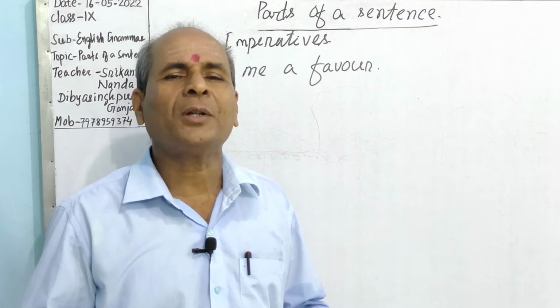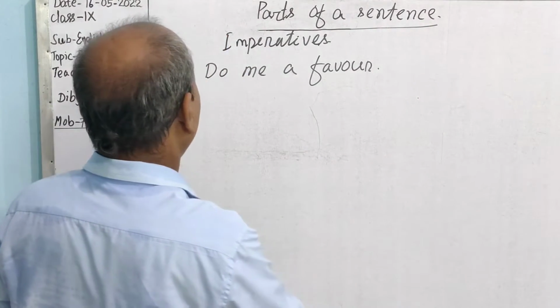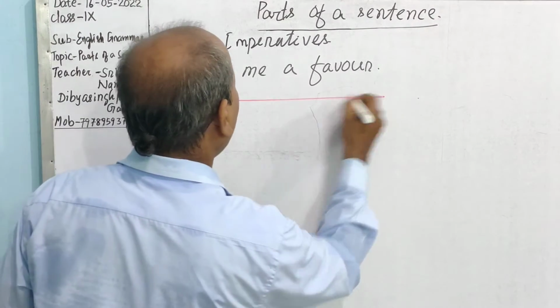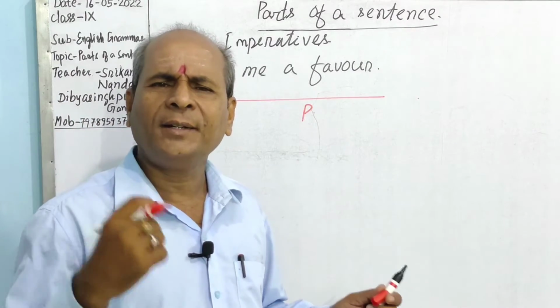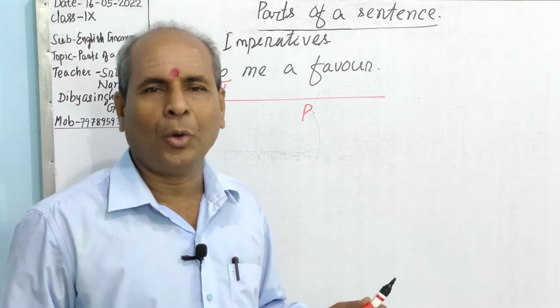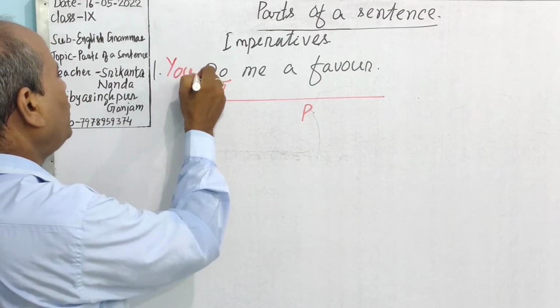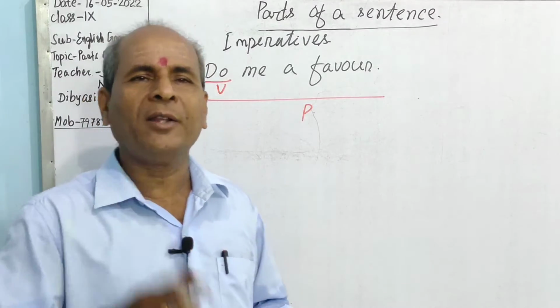So what is the subject? Here no subject is there, but it's the total predicate. Do me a favor. You see this is the verb. This total is predicate. So how wonderful, a sentence without subject. No, subject is here, but it's you. It is omitted, hidden.